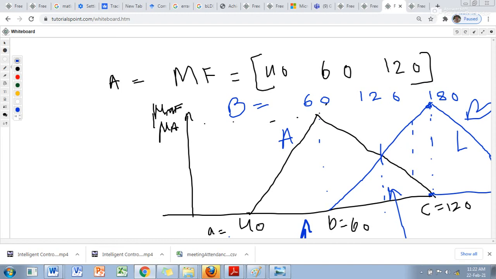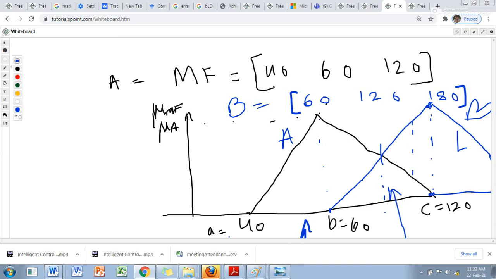First and last define the zero crossings, and the middle one defines the peak point of this membership function. Similarly, suppose another membership function is 60, 120, 180. Then 60 will represent where it crosses 0, 120 will define where it has membership grade of 1, and 180 will define where it crosses 0 again.